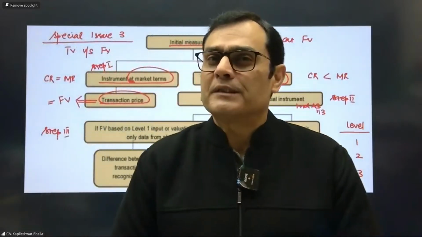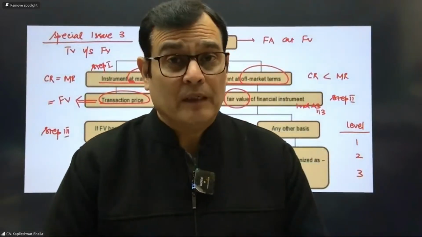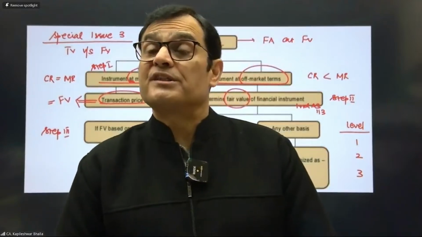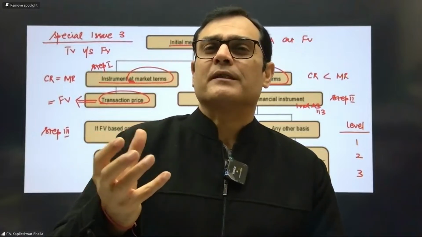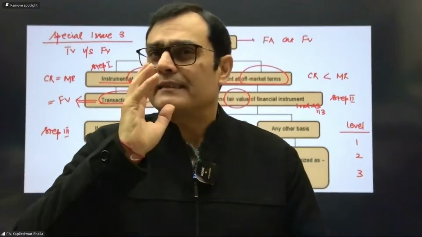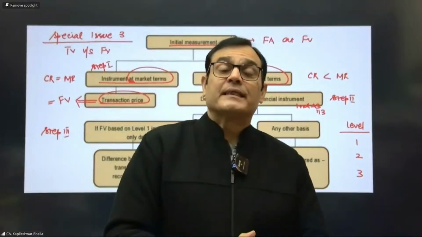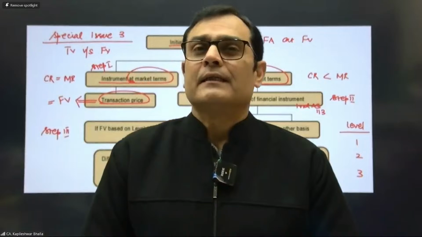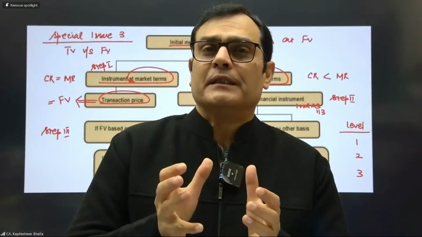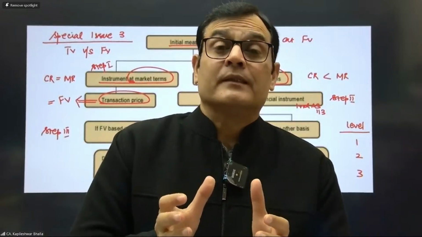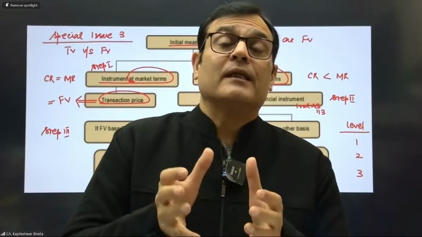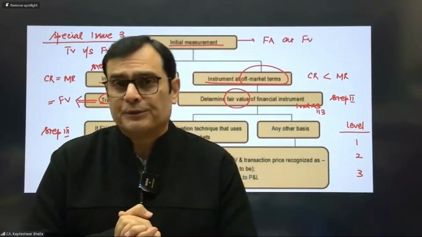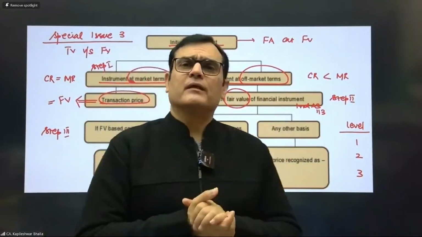So a level 1 input is something which is directly observable and requires no kind of adjustments. But a level 2 is something which is indirectly observable and you make some adjustments to get a fair valuation. And the standard is also very clear that as you move down the levels from 1 to 2 to 3, the reliability keeps on declining. Level 1 is more reliable in nature, level 2 gets less reliable, and level 3 becomes the most unreliable in nature. So then what is a level 3 input?